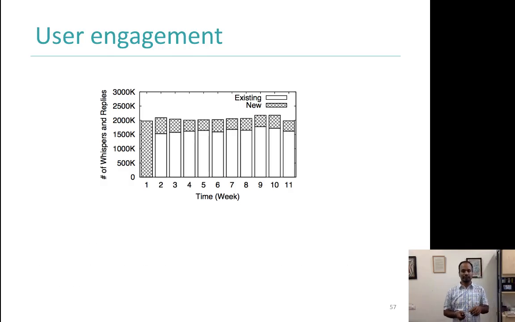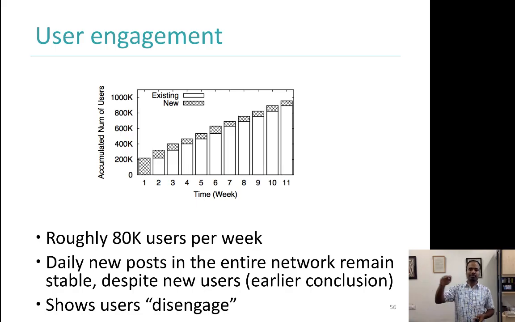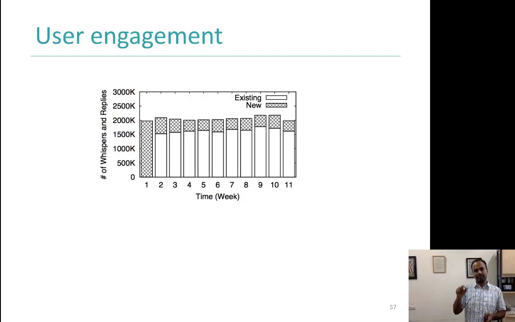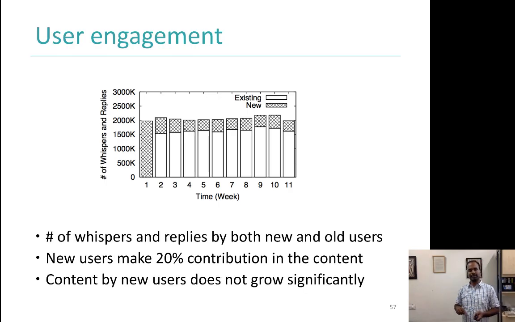The earlier graph was the cumulative number of users, right? Accumulated number of users. The existing users, the light bar without the check, is increasing, which shows the number of users is increasing. The next graph is essentially showing you that the posts and replies in the network are pretty constant, even though the number of users is increasing. So that's the conclusion they had in the user engagement.